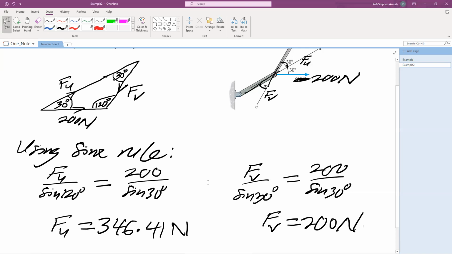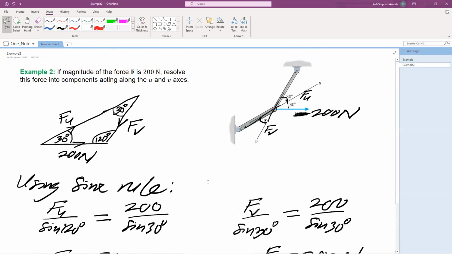So I'm going to end the lesson here because I'll give you 2 homeworks. One on using the parallelogram law to find the resultant of 2 forces. The second one is using the parallelogram law or the triangle law to resolve a force into 2 components, where the 2 components or 2 axes do not meet at 90 degrees.